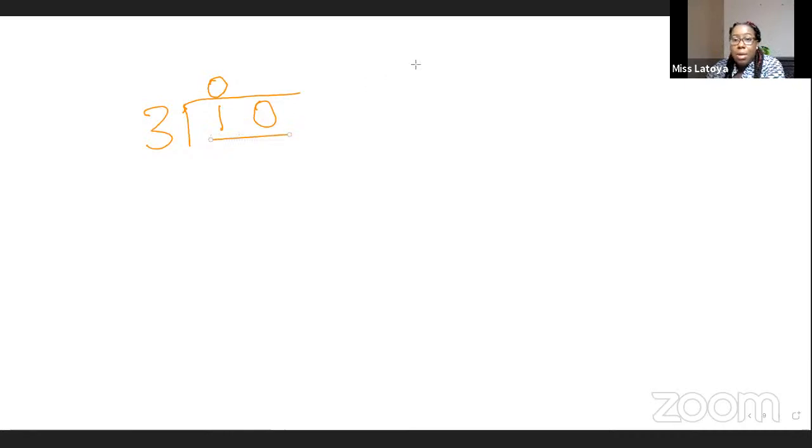How many times could 3 go into 10? Let's work it out. We're going to count in threes until we get to 10 or the number before. 3, 6, 9. If I go further, I'll be passing 10. So 3, 6, 9. How many fingers do I have up? 3. 3 can go into 10 3 times.